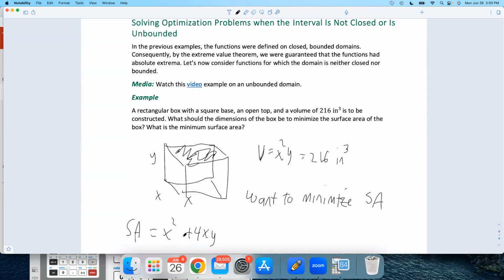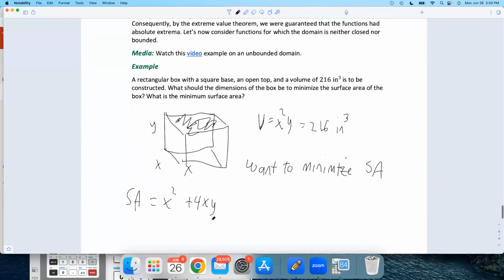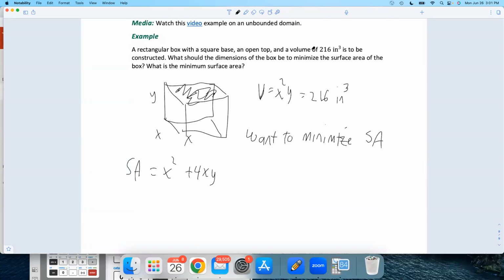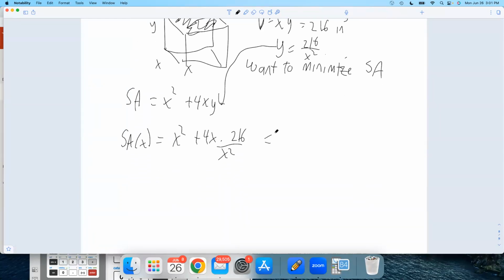We don't know multivariable calculus. We don't know how to take the derivative of this. I need to get this in terms of one variable, so I need that y to disappear. So I'm going to use this extra information to say y is 216 divided by x squared, and then plug that in there. So surface area as a function of one variable, x, will be x squared plus 4x times 216 over x squared. And then we can clean that up a little bit. 4 times 216 is 864, over x, because one of the x's cancels there.